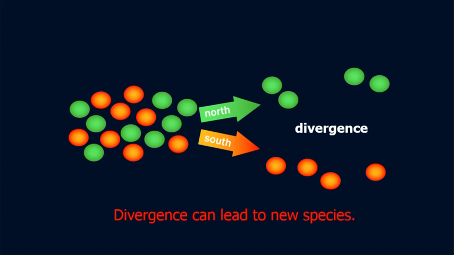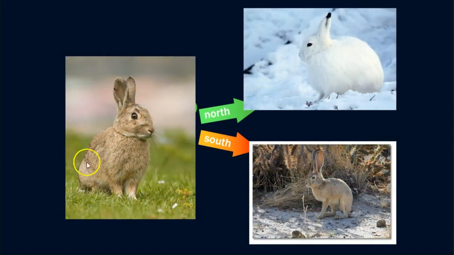So we've got these populations. The populations in the north, the traits that are better suited, those are going to be the ones that are going to get passed on. Same thing in the south, right? And this is how you're getting new species here. And in fact, let's say that we have this cute little bunny. This is actually a European cottontail. This is an Arctic or snowshoe hare, and this is a jackrabbit.